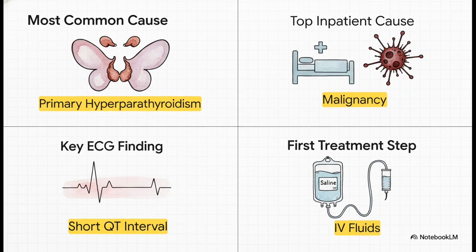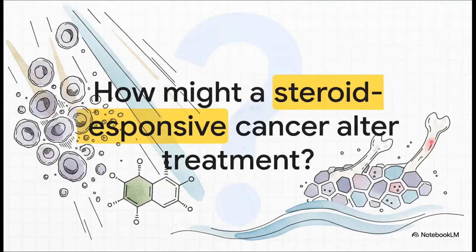Okay, that was a lot of information, so let's just boil it all down. If you're studying for an exam and you remember nothing else, remember these 4 things. The most common cause in general is primary hyperparathyroidism. The most common cause in the hospital is malignancy. The key finding on an EKG is a short QT interval. And the very first step in treating a severe case is always IV fluids. And that wraps up our breakdown of hypercalcemia.